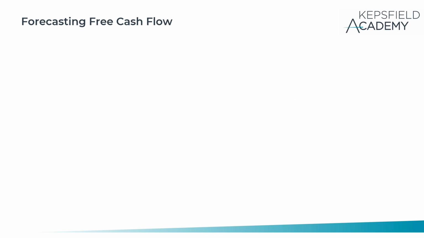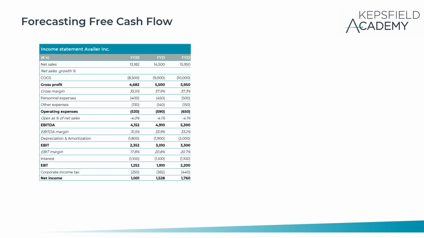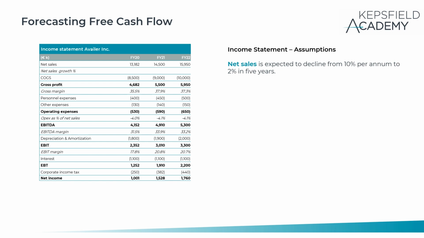You have been asked to prepare the projected free cash flow for Availer Inc. for 2023 to 2027. Management has provided you with the following information with regards to expected results. Net sales growth is expected to decline from 10% per annum to 2% in a straight line over the next 5 years.